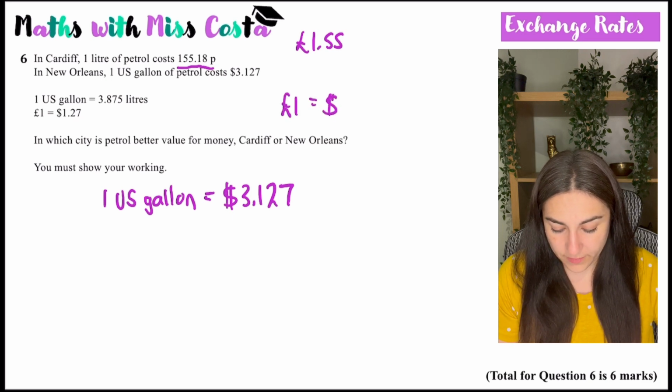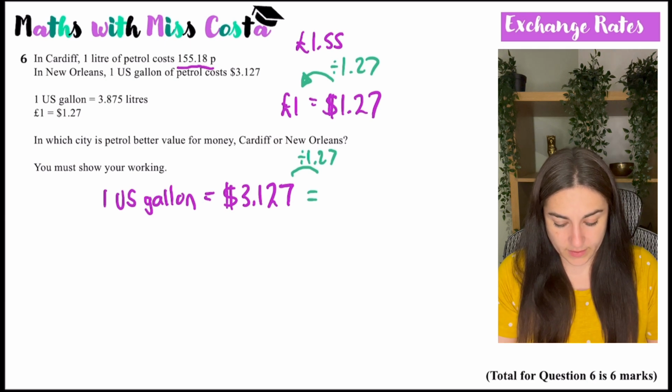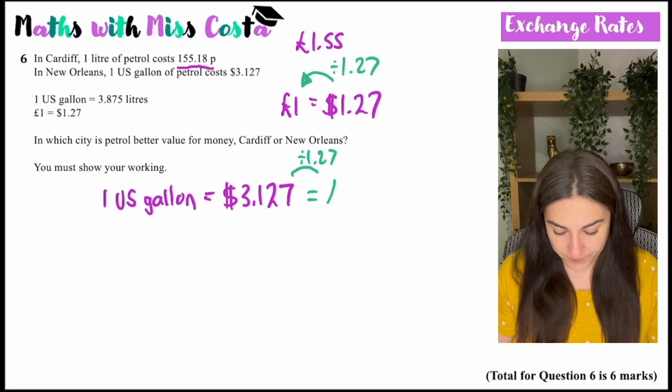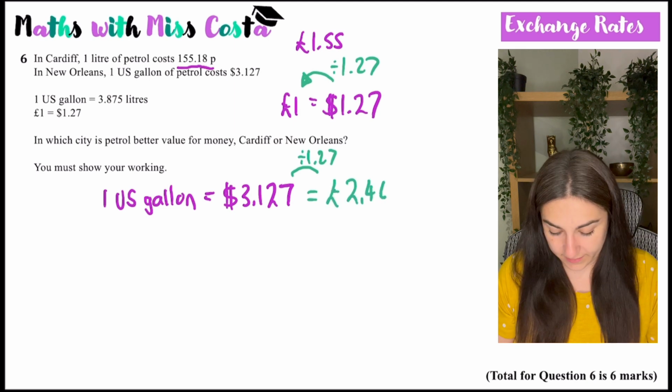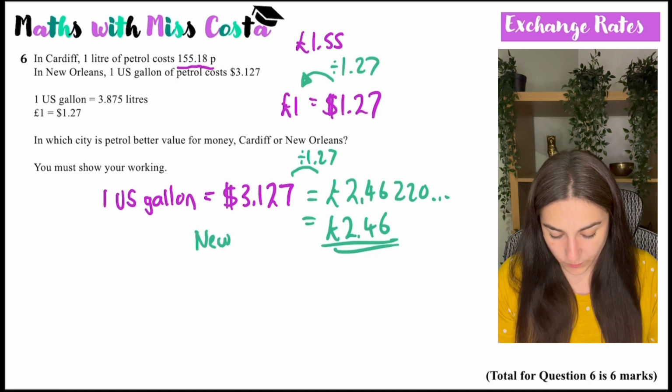Now I know that $1.27 is £1. So if £1 is $1.27, to get from dollars to pounds, I have to divide by 1.27. So I'm just going to divide this by 1.27 to work out what that cost is in pounds. So 3.127 divided by 1.27 gives me £2.46, or 2.46220, and so on. But let's round that to £2.46. And that's in New Orleans.